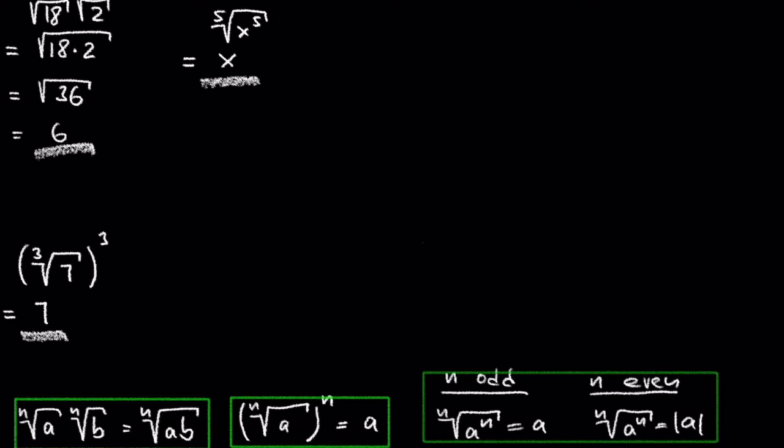Let's choose an example with an even index. The 14th root of x raised to the power of 14. According to the rule for even indexes, we get the absolute value of x as our solution.